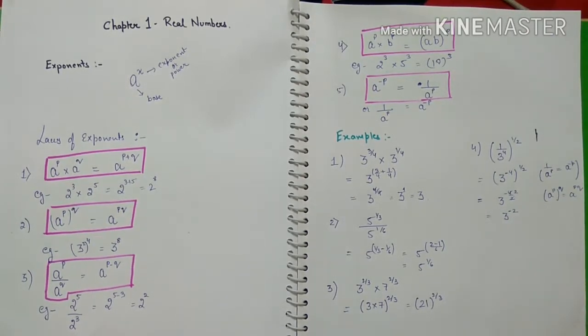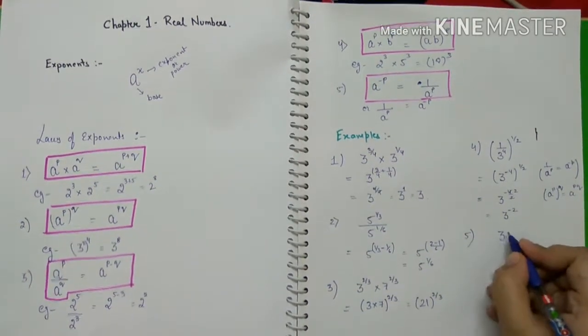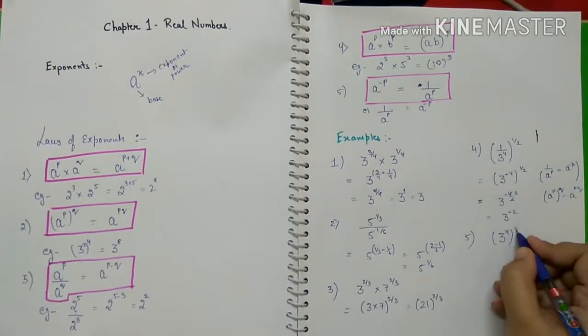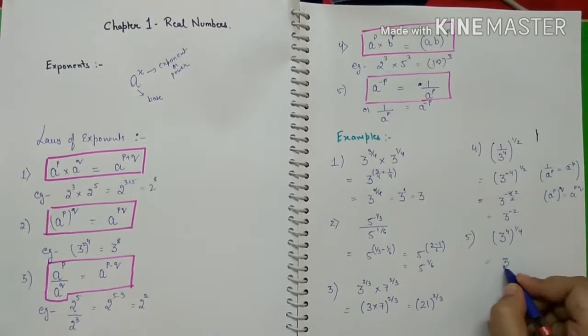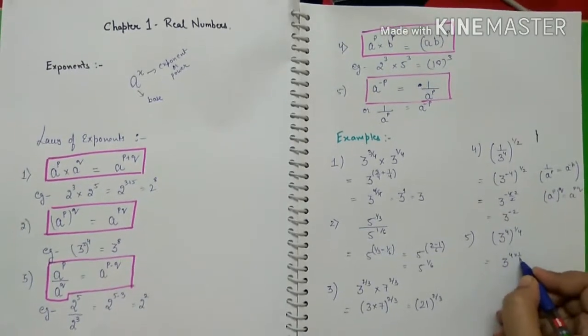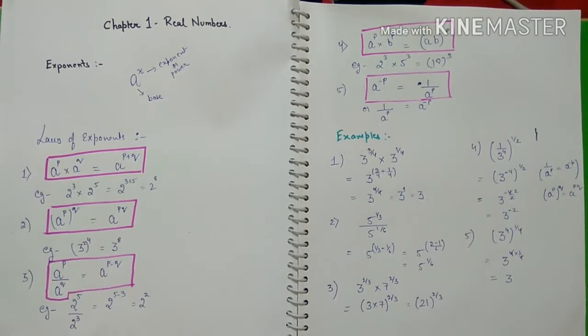So I'll take one last example for you, which is 3 raised to power 4 whole raised to power 1 by 4. Yes, we are using the second law in it, which says that 3 raised to power 4 into 1 upon 4. The 4s get cancelled and we are left with the answer 3.